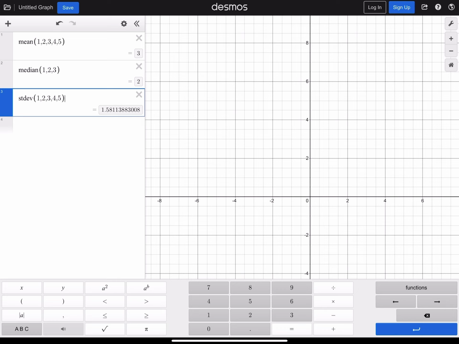If you're on a computer and it's easier to just type those out, you can totally do that. You can just type out the word mean and then start parentheses and do exactly as you see there. Same thing with median and standard deviation.